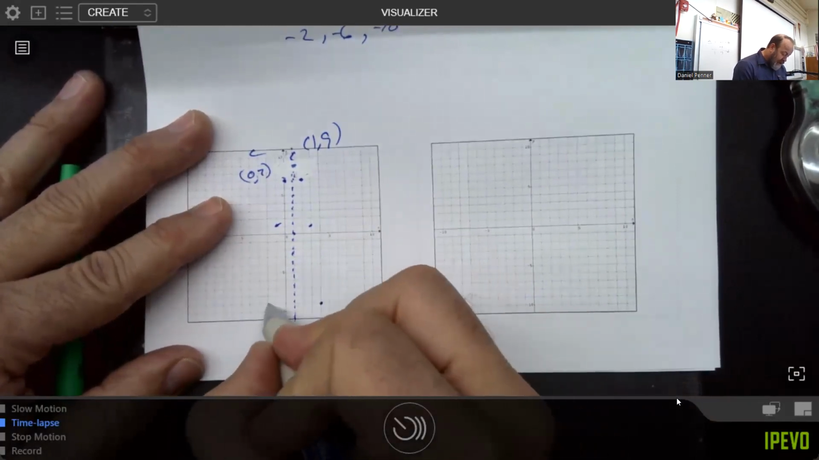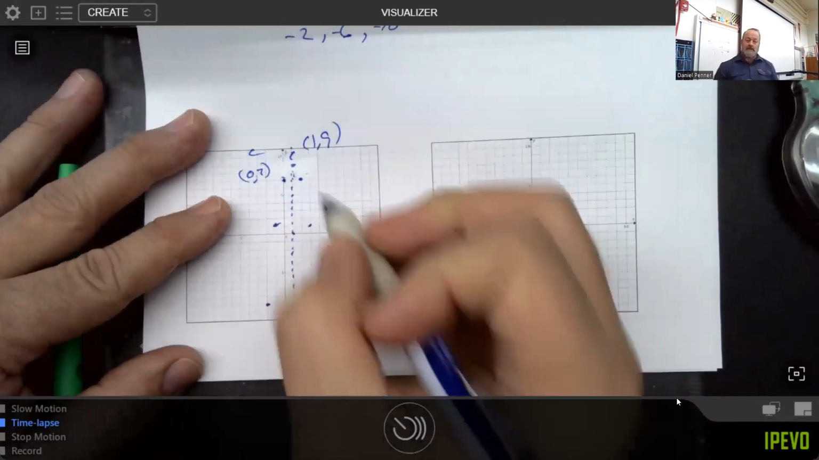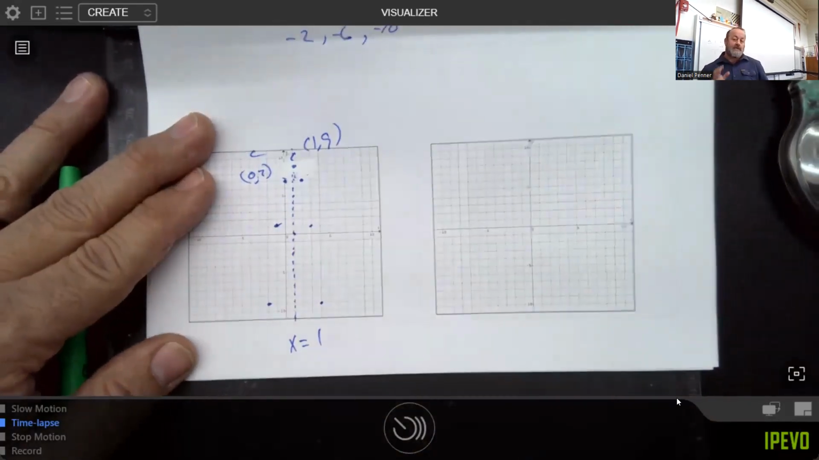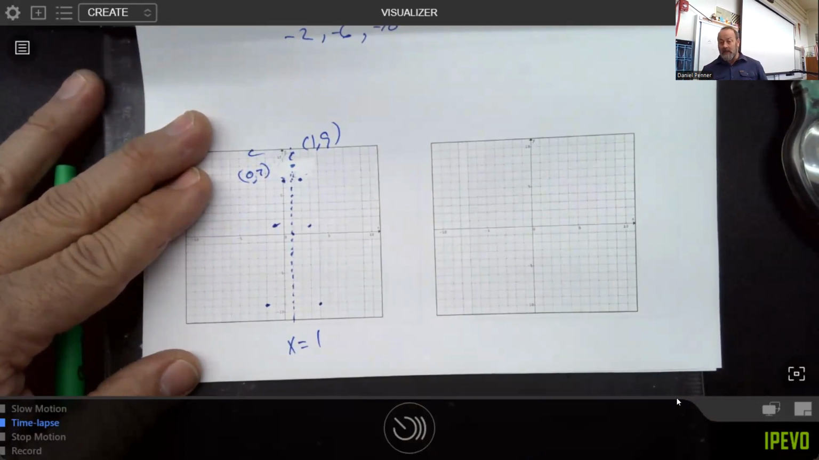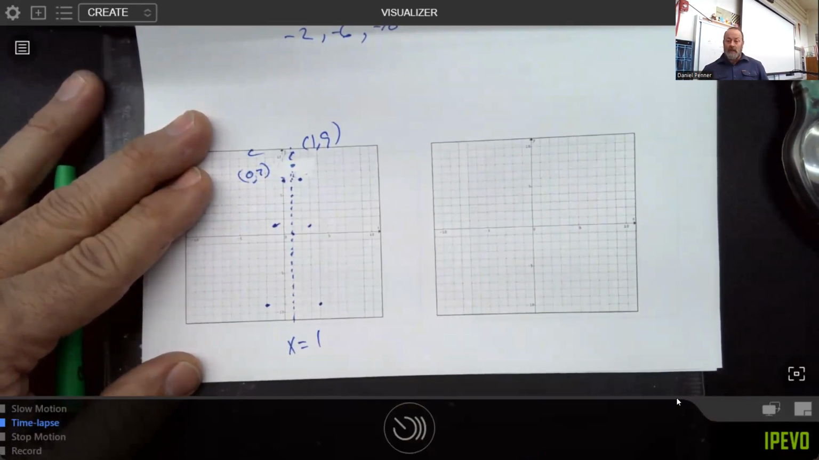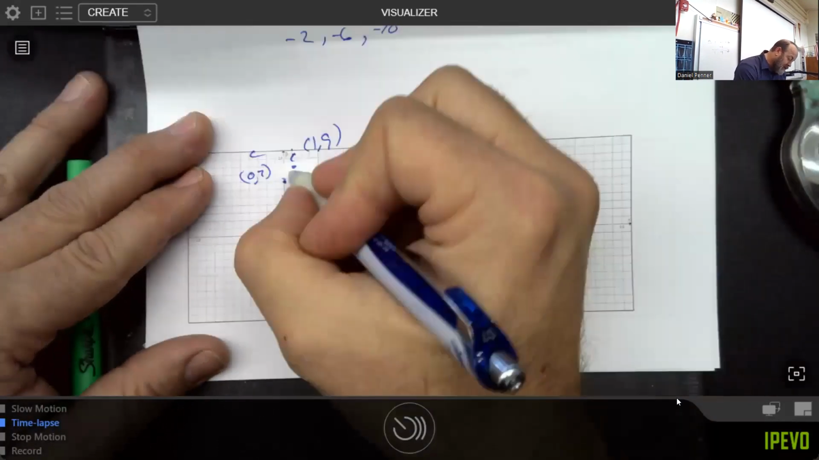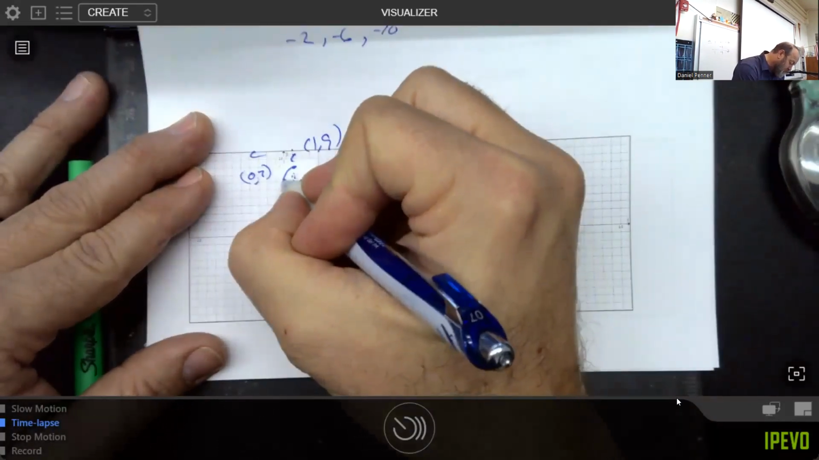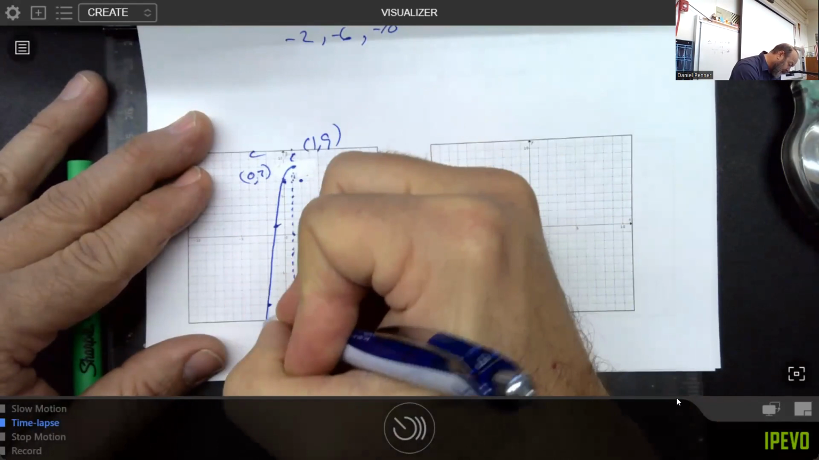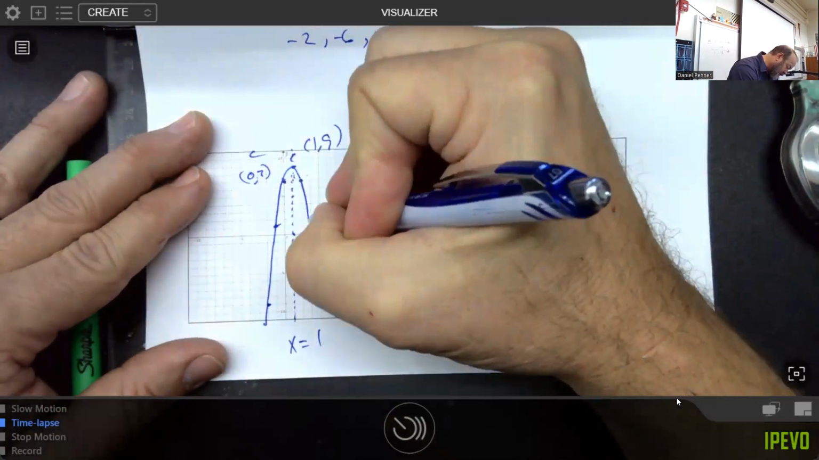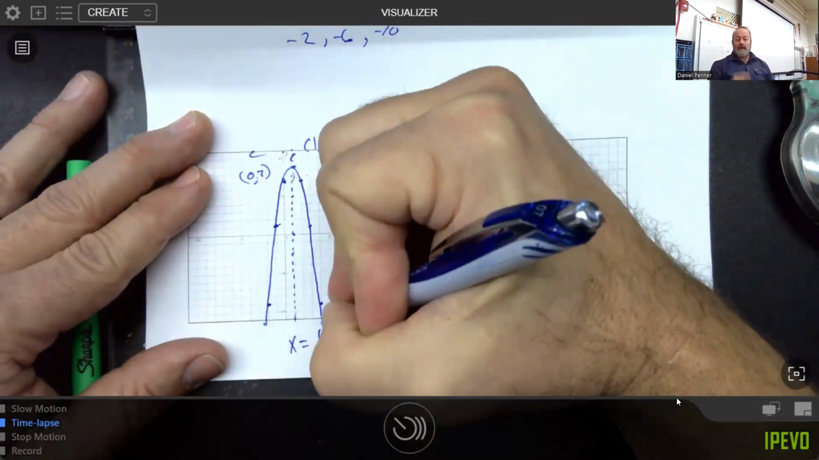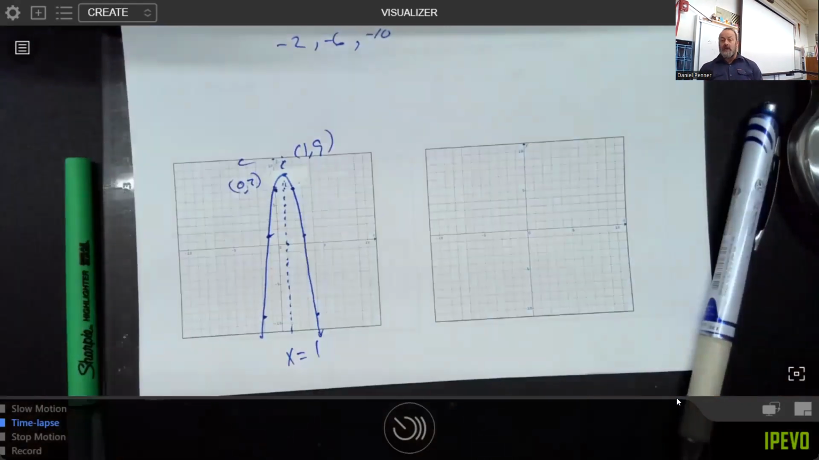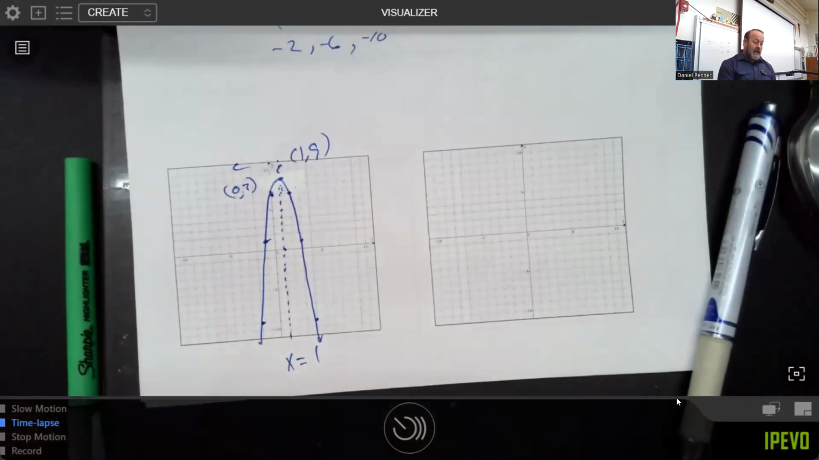Now, I'm having something happen in my classes this year that I have not seen in the past, which is a lot of people wanting to stop right there. Please don't stop right there. You want to do one more thing, and that is to connect the dots and make a nice smooth shape known as a parabola. Remember, they're never sharp. They don't look like a V. They look kind of like a U shape. And so that's a good way to start.